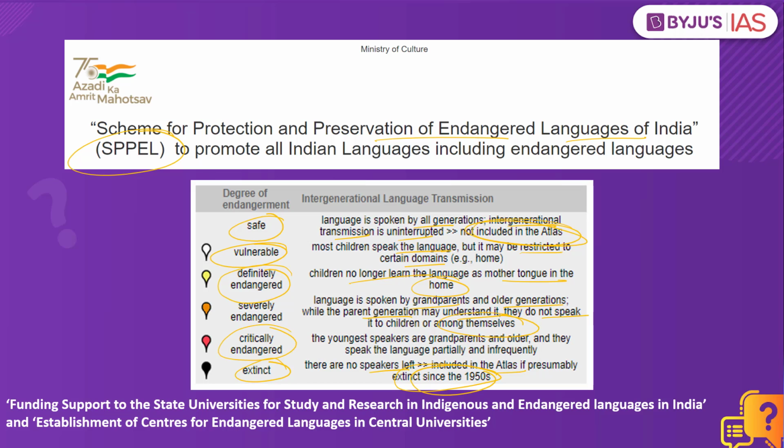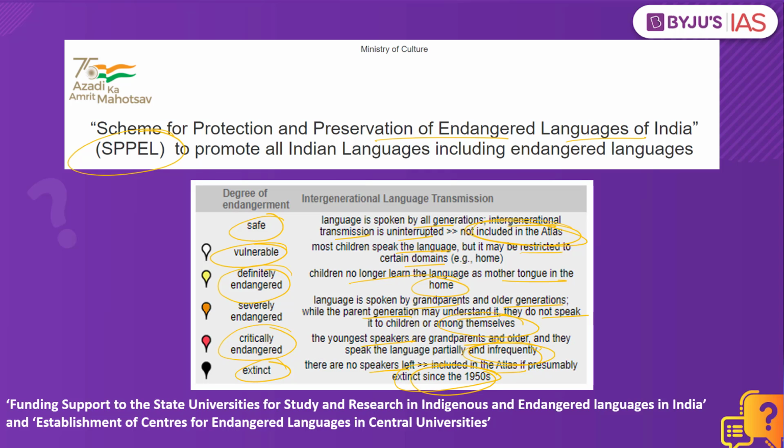And we have critically endangered, where the youngest speakers are grandparents and older, and they speak the language partially and infrequently. This is the classification. When it comes to India, we have a number of endangered languages as well. So these endangered languages will have to be safeguarded.